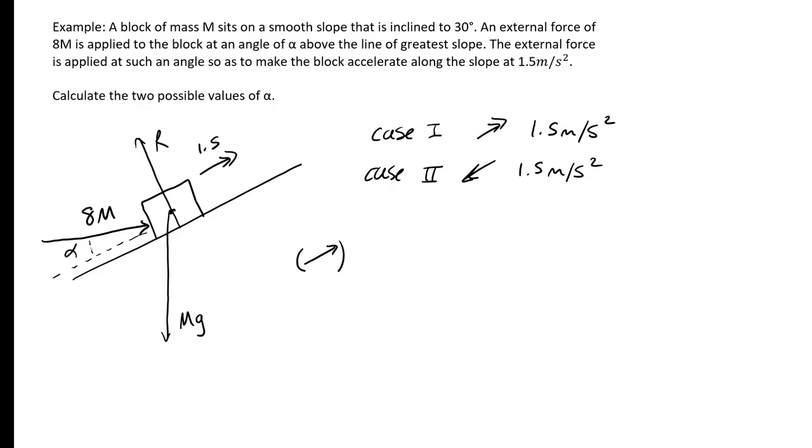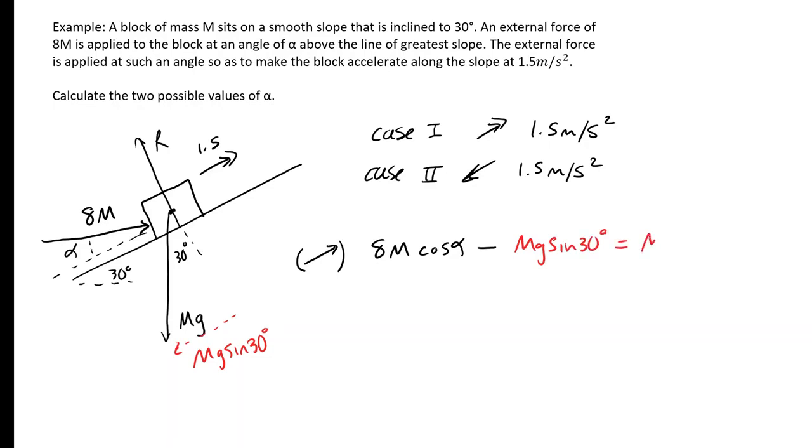Let's resolve along the slope. So pushing up the slope, we would have 8m cosine alpha. And then down the slope, we would need the angle, 30 degrees there. Down the slope we would have the component of weight, that's mg sine 30 degrees, sine because it's opposite out of the components of mg. So mg sine 30 degrees equals ma.